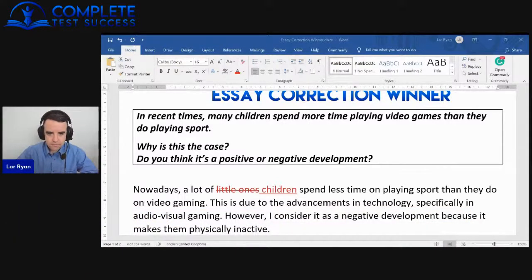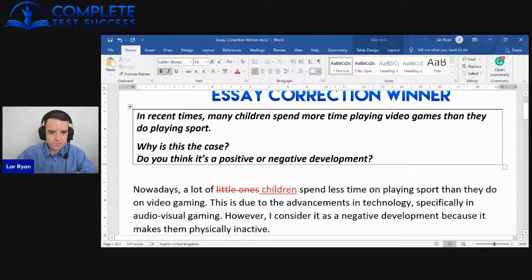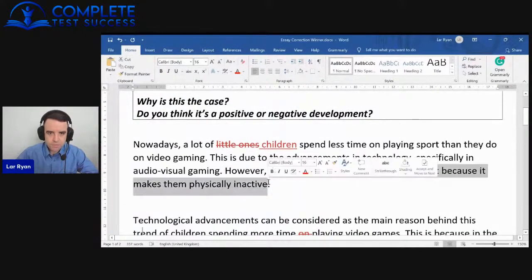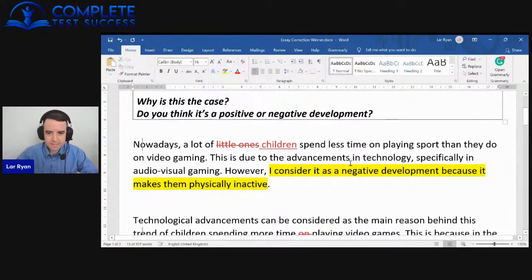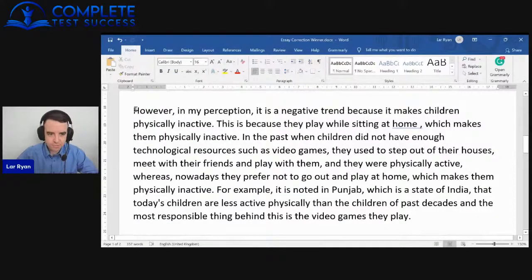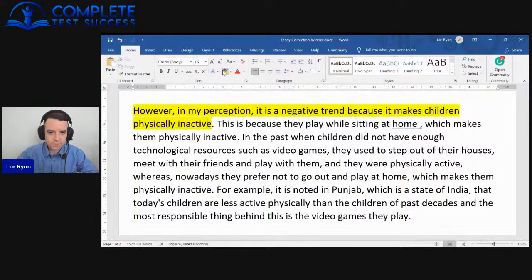Okay, so next we need to look at the second body paragraph, and that needs to talk about whether you think it's a positive or negative development. Kulwant already said that it is negative because it makes them physically inactive. And what we want is the exact same idea again. What you don't want is a different idea or a change of your opinion. You have to be consistent throughout. So we want that same idea here again. However, in my perception, it is a negative trend because it makes children physically inactive. Okay, exactly what we wanted.